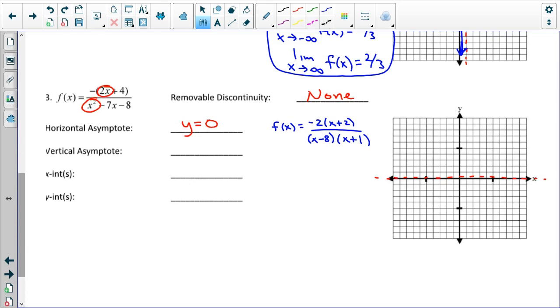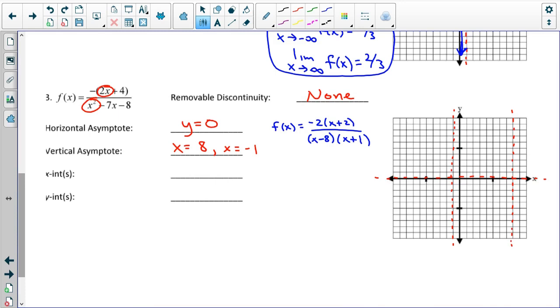A vertical asymptote is any value that makes the denominator equal to 0 and not the numerator equal to 0. So x equals 8 and x equals -1. So I have two vertical asymptotes here: x equals -1 and x equals 8.